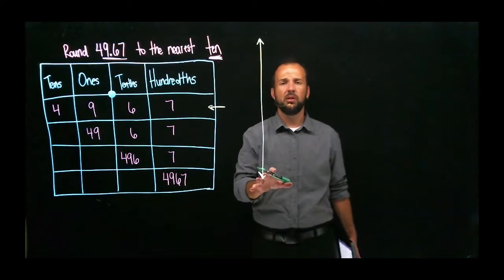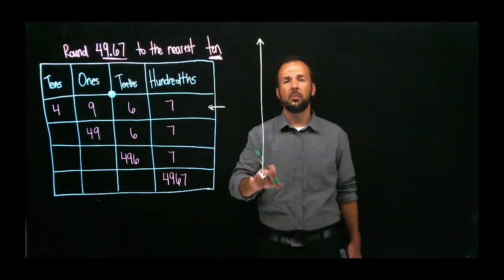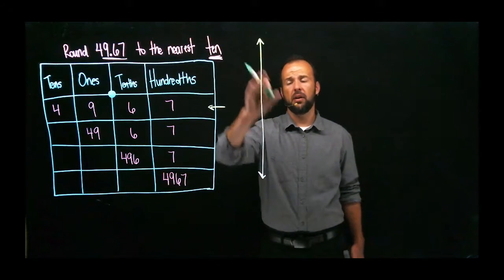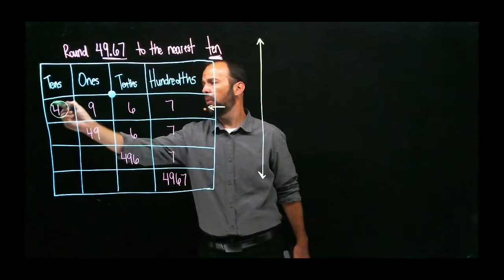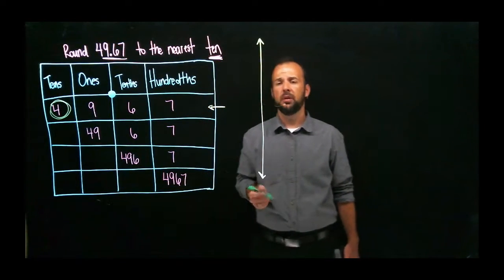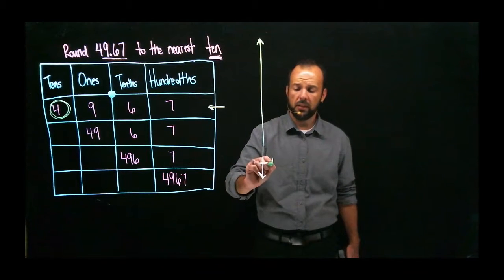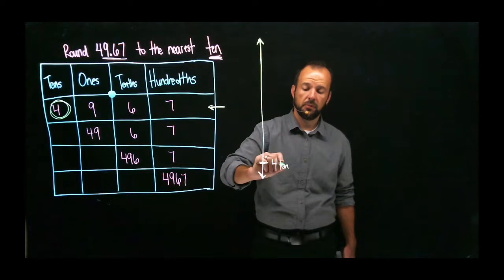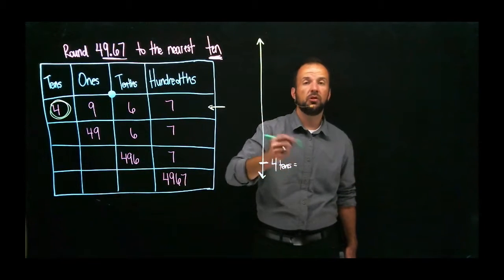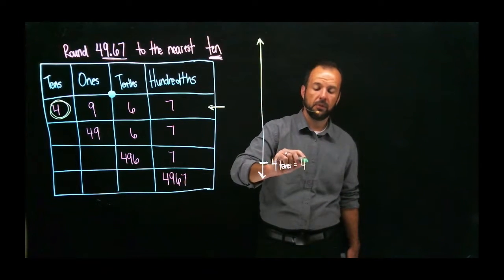The first thing I want to do is think about the low point, the smallest point of my tens, and then count up by 10 more. So looking at my tens, how many tens do I have in this number? 4, right? So I'm going to say 4 tens is going to be my starting point, which is the same as 40, right?